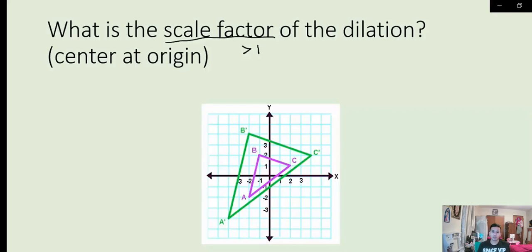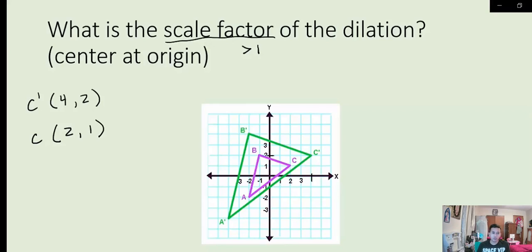Again, the scale factor here will be greater than 1 because the image produced after dilation is a lot bigger. I'll repeat, the pre-image is the purple one, which is ABC, and the dilated image will be A prime, B prime, and C prime. All right, so your C prime would be, that's 1, 2, 3, 4, so 4, 2, and then C is at 2, 1.